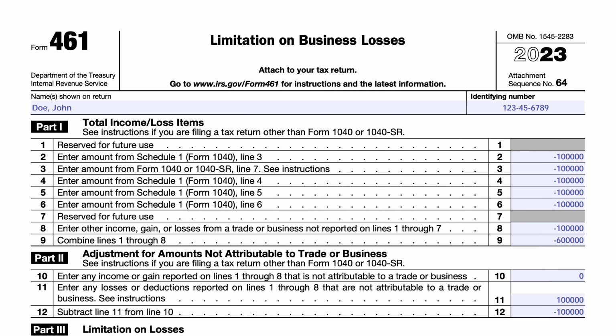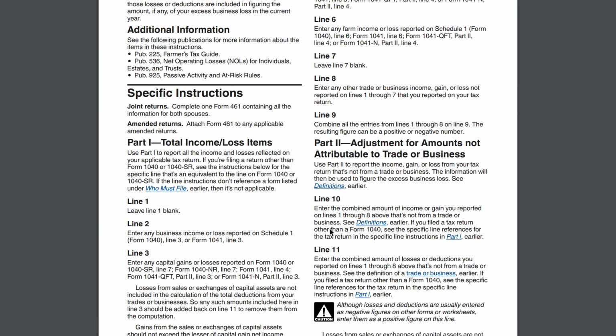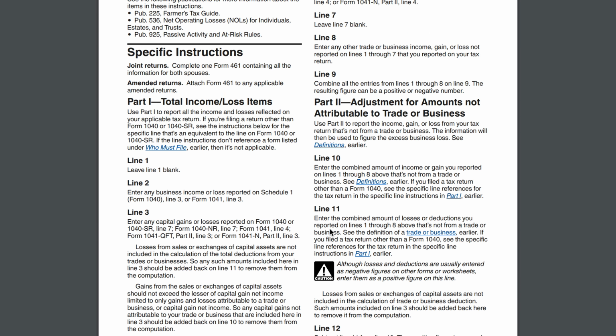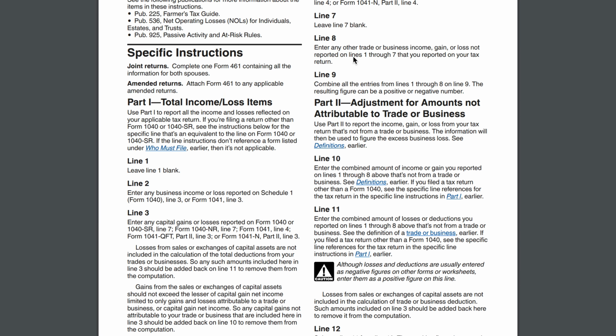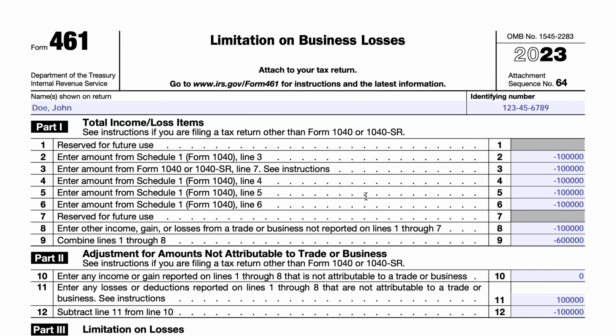Taking a quick look at the form instructions, I can't really think of too much that would fall into this category, and there's no specific reference in the form instructions. But if for some reason you have an item of income or gain or loss that's not reported on one of these forms or schedules, you would enter it here in line 8. And of course, that happened to John Doe as well. So he combines all of these, and he has $600,000 of total loss.